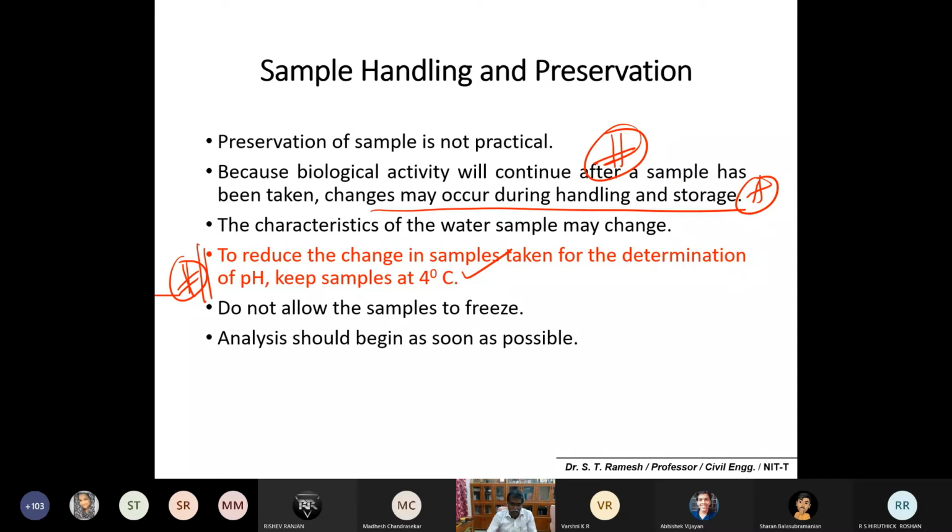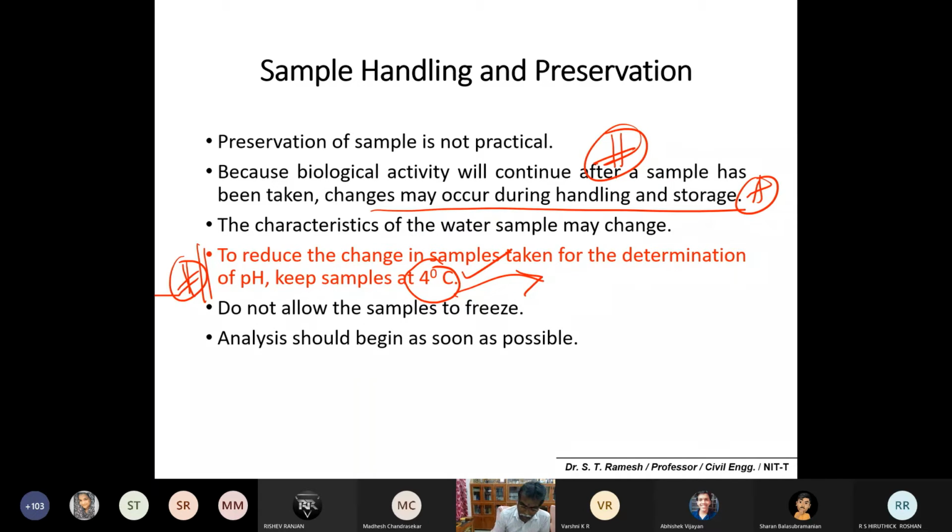At 4 degrees Celsius, microbial populations are highly non-reactive. It will be there in the system, but it may not be very reactive, thereby it may not induce any changes in the quality. So please make a note on 4 degrees Celsius. Most water sampling or preservation is at 4 degrees Celsius, and do not allow the sample to freeze. That is also another important fact. And in most cases, it is recommended to analyze the sample as soon as possible.